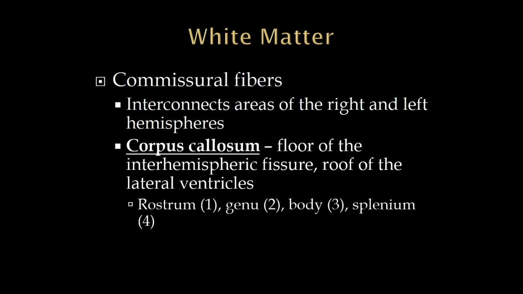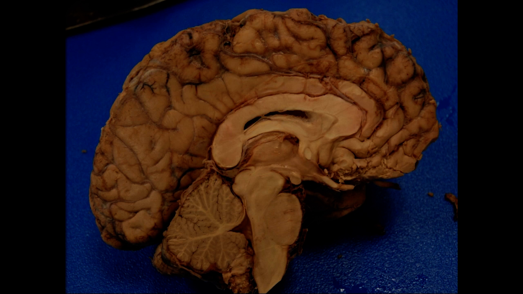And if we were to keep cutting down through the corpus callosum, we would get to this large fluid-filled space called the lateral ventricles. Okay, so your handout has these labeled. There are 4 parts of the corpus callosum, and I'll just show you here. We have a rostrum, a genu. Remember, a genu is a bend. Okay, a body, and then back here, a splenium.